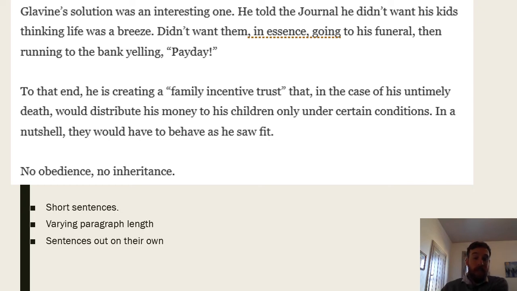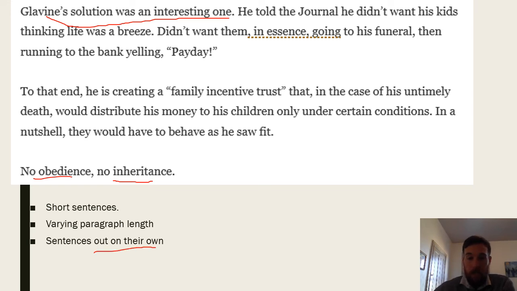And again, if I'm just looking at it through a writer's perspective, he definitely varies the sentence length here. So to start off his paragraph, we have what can kind of function as a topic sentence. Glavine's solution is an interesting one, and then he describes Glavine's solution there. But then we also have differences in sentence length. Again, something that we were doing when we were writing narrative. "No obedience, no inheritance." Like that is definitely a short sentence there.